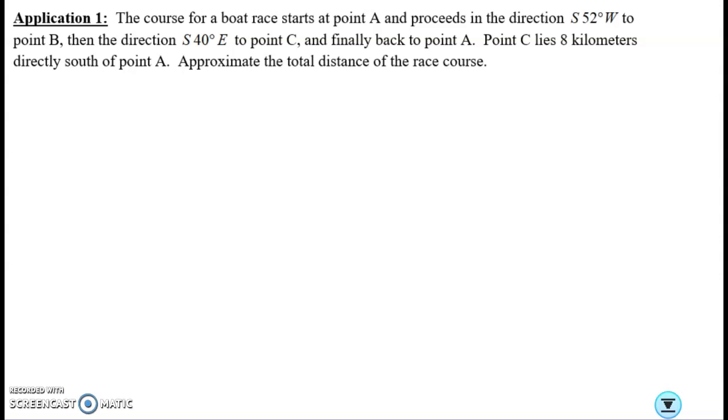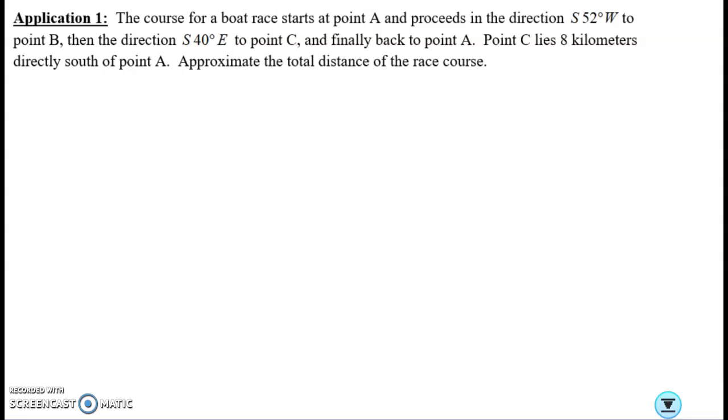So we're going to have to remember what bearing deals with. To point B, then in the direction of south 40 degrees east to point C, and finally we go back to point A. Point C lies 8 kilometers due south of point A. Okay, that's pretty important to remember. And they want us to approximate the total distance of the race course. So it sounds like we're finding the perimeter of a triangle.